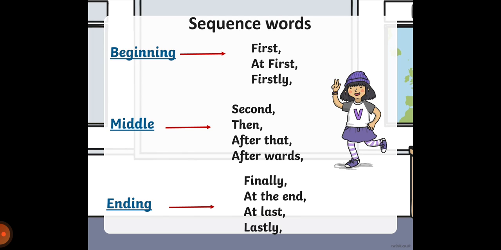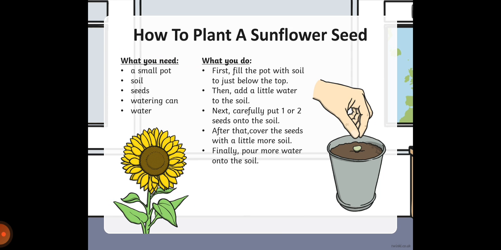I want you to take care. What's the thing that you noticed when I wrote the sequence words? Excellent job. I didn't forget to put a comma after each and every sequence word. So when you start writing, you must keep in mind that we always have to write a sequence word followed by a comma. Now that's an example that I want you to read with me.